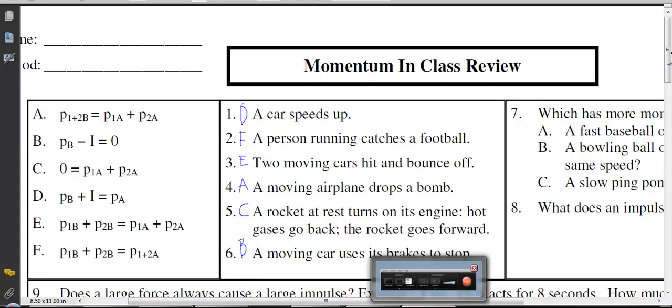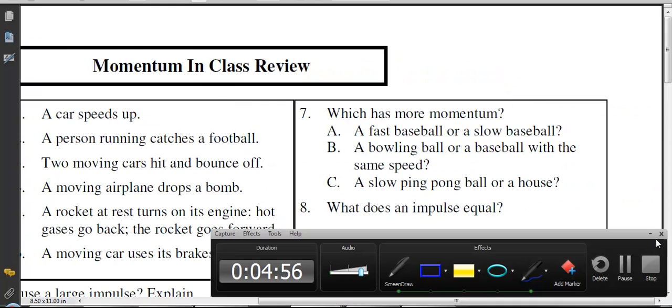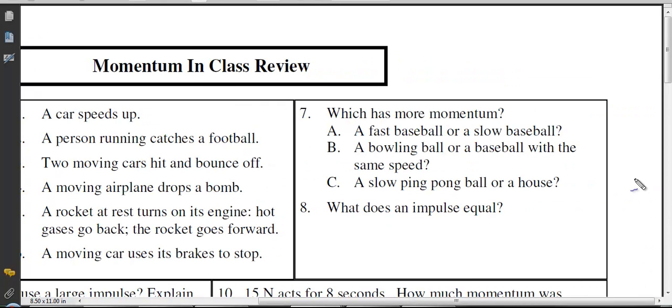Alright, so let's take a look here. Here we've got the problems 7 through 8. Which has more momentum? These are kind of easy. Fast baseball, slow baseball. Well, the mass on these is going to be the same, so obviously the one with the fastest speed would have the most momentum. Okay, a bowling ball or a baseball with the same speed. Obviously their speed is the same. Momentum is mass times velocity, so it would be the bowling ball that has the most momentum.